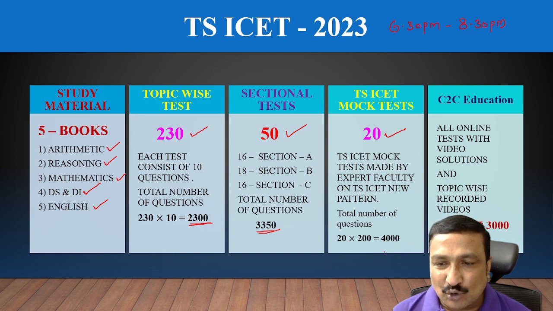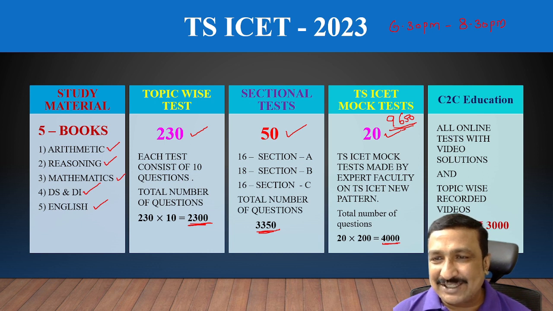And if you practice all these questions: from 20 IECT papers we are getting 4000 questions, from 50 sectional tests we are getting 3350 questions, and from 230 topic tests we are getting 2300 questions. So totally we are getting 9650 questions. If you practice these questions perfectly, damn sure you can crack the IECT exam easily and you can score more than 130 plus, so that you can get a rank below 100.